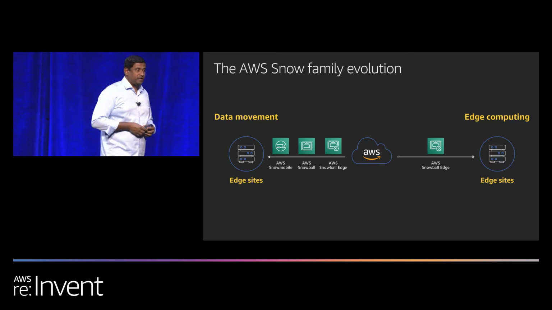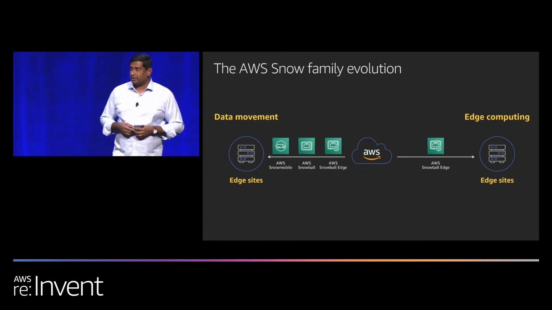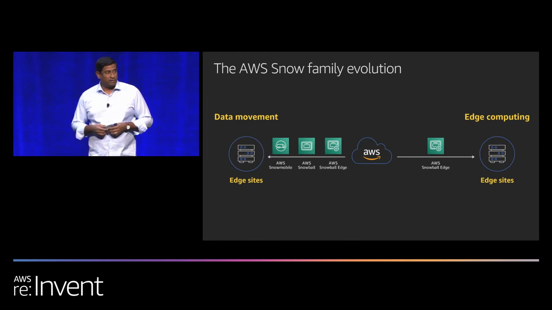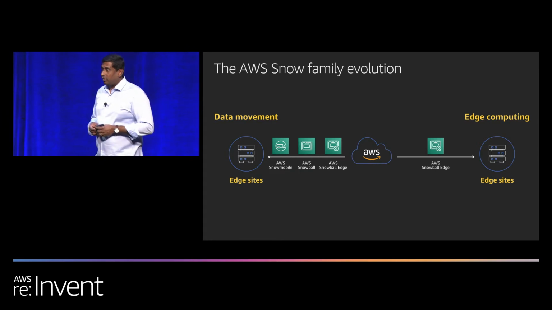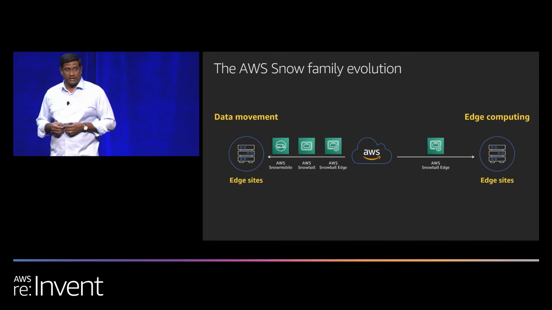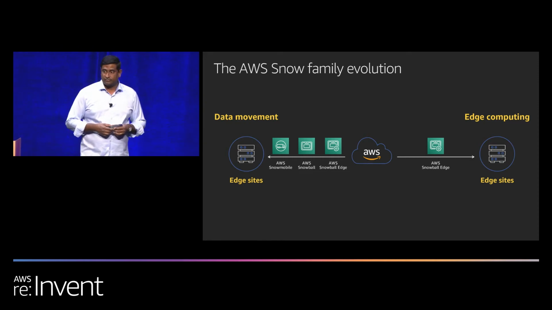The Snowball device, just like all the other devices in the Snow family, is secure and tamper-resistant. The hardware and software is cryptographically signed. All the customer's data is automatically encrypted with 256-bit encryption keys that are owned and managed by the customer.